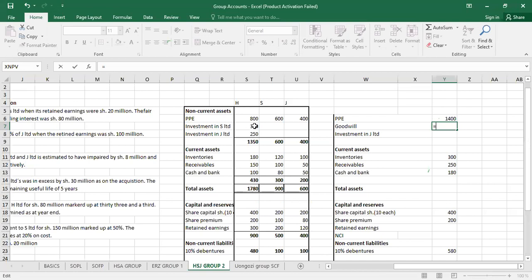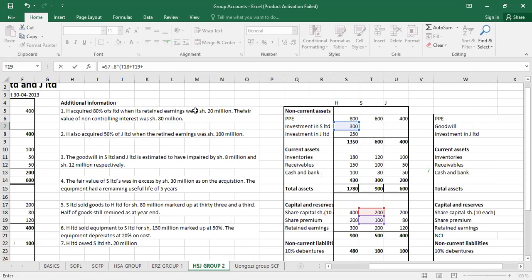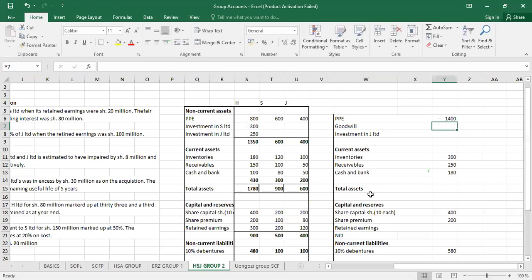So the cost, you see the investment in S is the cost minus 0.8. You multiply by, I'll open the bracket, the share capital plus share premium plus pre-acquisition retained earnings, of which you have been told, sorry, here it is, the fair value of NCI was 80 million. It means it will be the full method, isn't it?